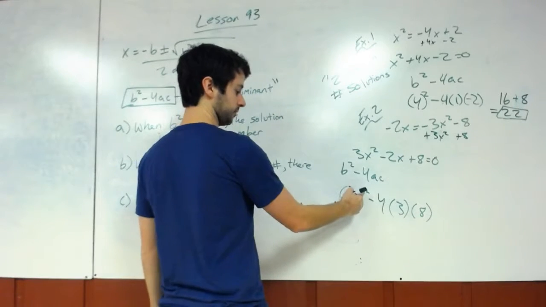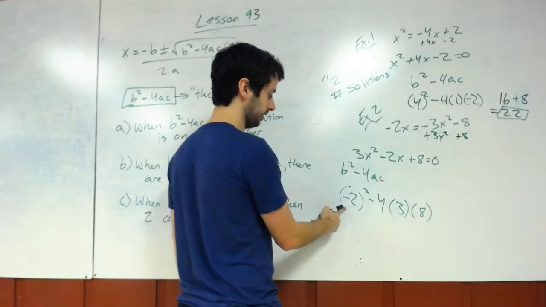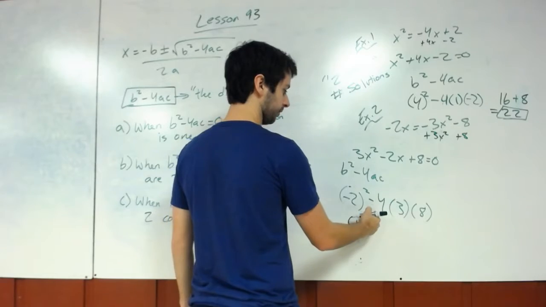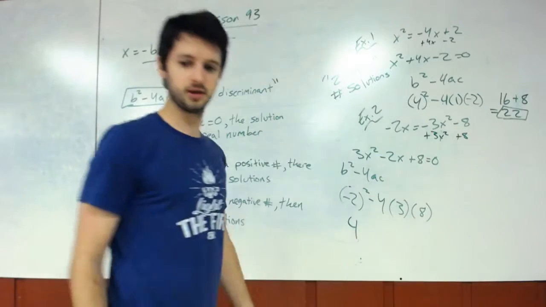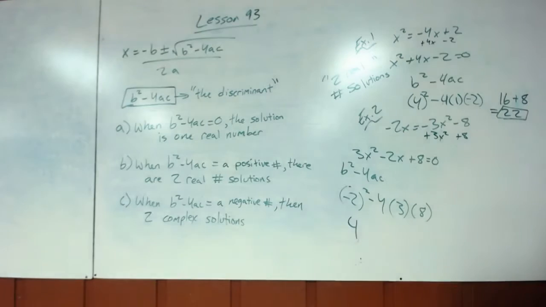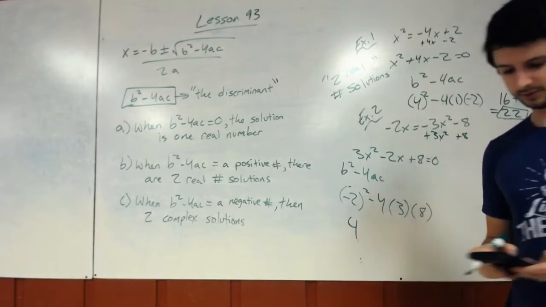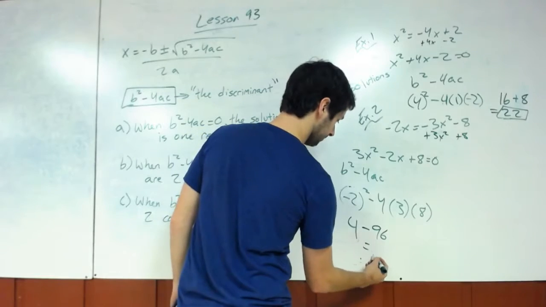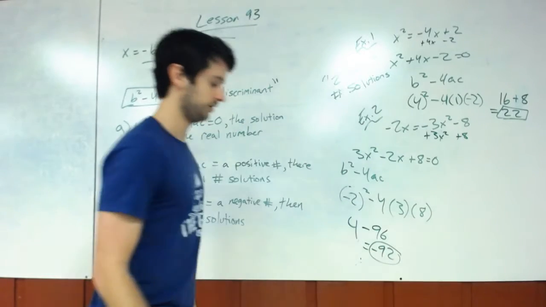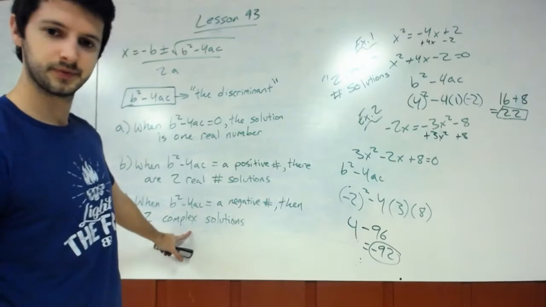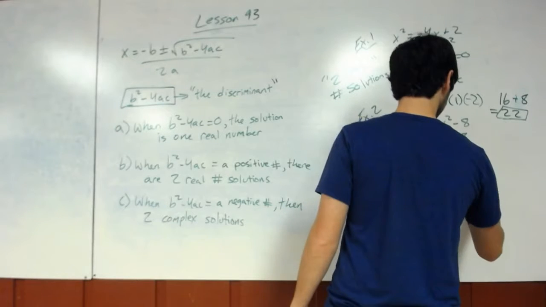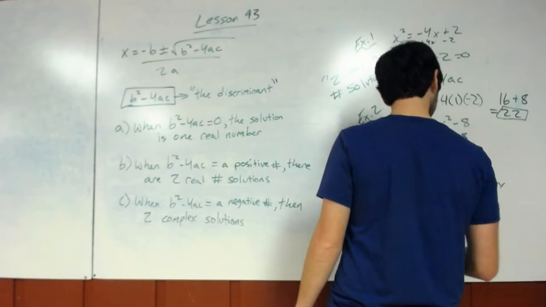Negative 2 squared, since the negative's in parentheses, is negative 2 times negative 2, so that's a positive 4. Negative 4 times 3 is negative 12. Oh gosh, 12 times 8, what is that, 96? All right, 96. So this is a negative 96. So it would equal negative 92. Therefore, since it's a negative, my answer would be two complex solutions.